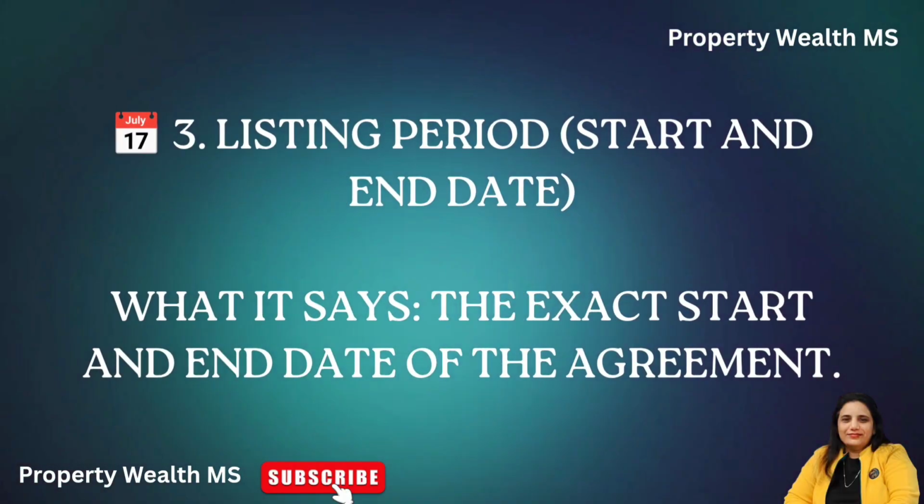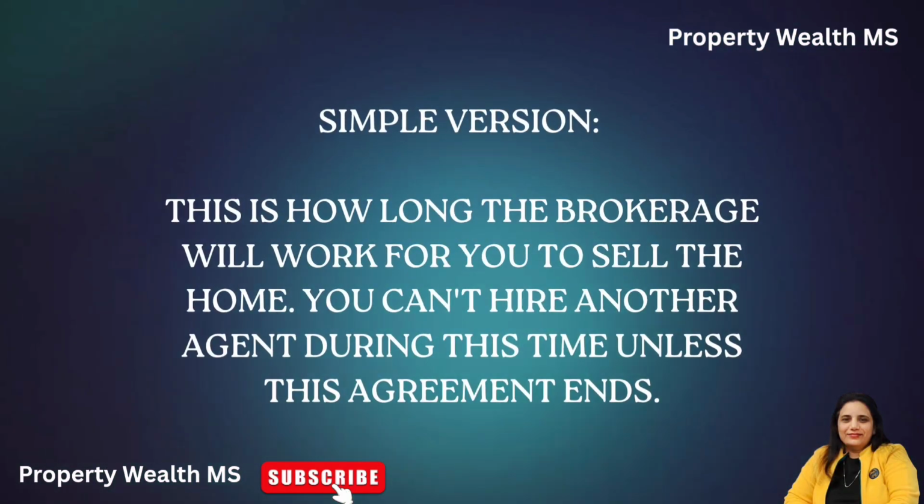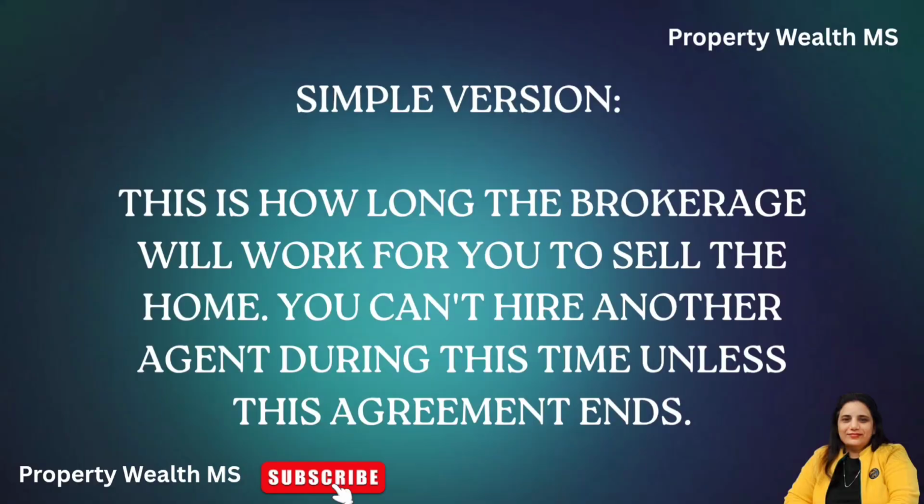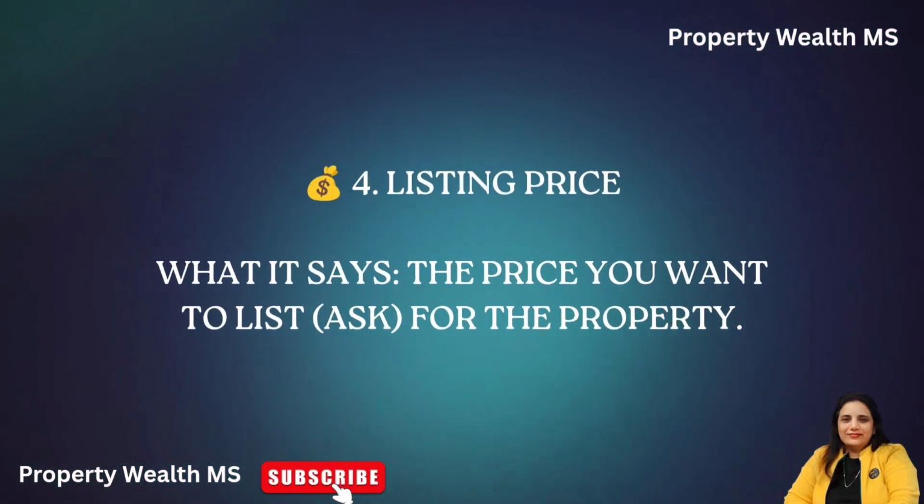Third is the listing period. It says the start and end date of your agreement. In simple terms, it is how long the brokerage will work for you to sell your home. You can't hire another agent during that time period.